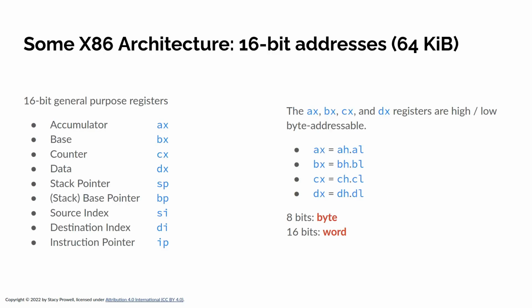The x86 has grown over the years. It started out as a 16-bit processor, and it had a little series of registers: an accumulator, a base register, a counter, a data register, stack pointer, a base pointer, source and destination indices, and an instruction pointer. And they were all 16 bits. For the first four, you could address the high byte or the low byte directly. So AH was the high byte of the 16-bit AX. AL is the low byte of the 16-bit AX. So there you go, bytes and words.